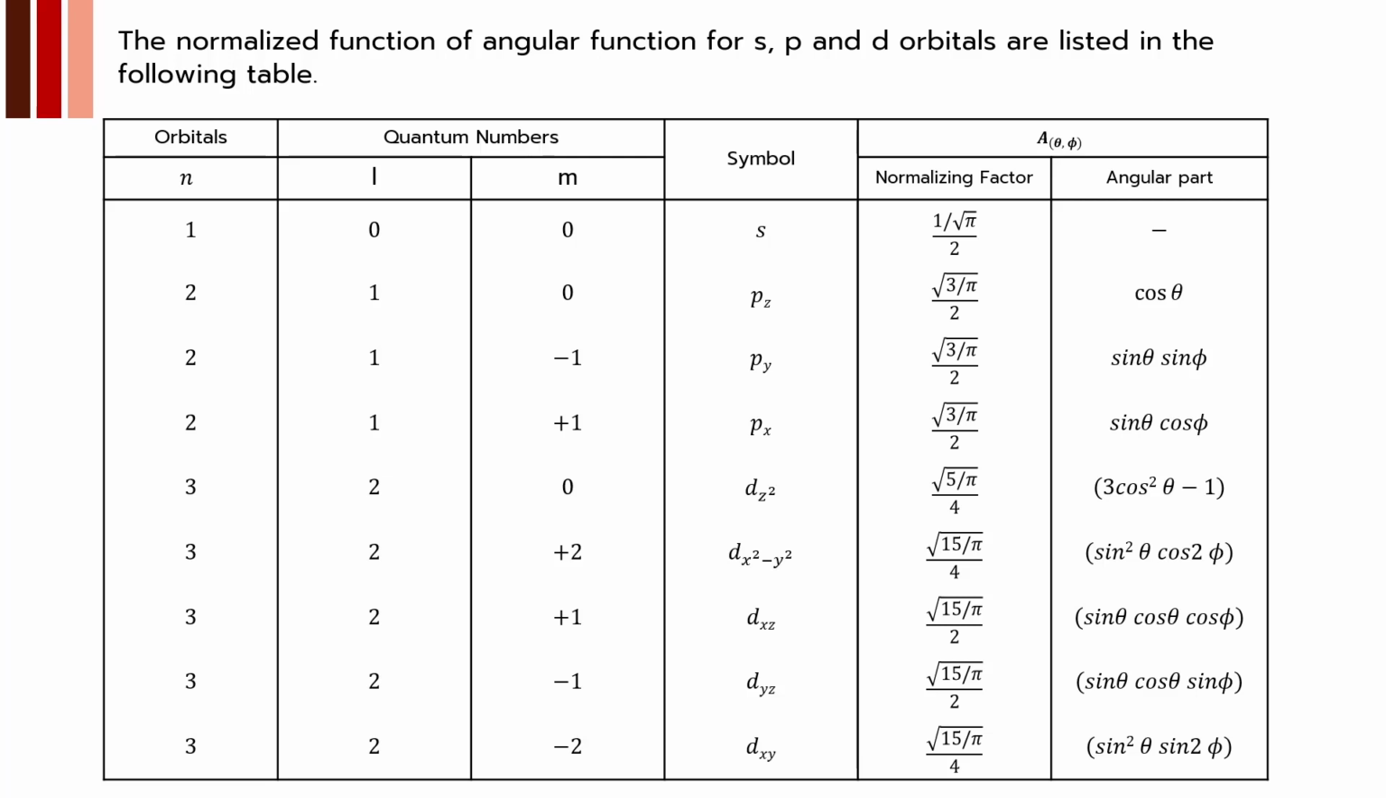Interestingly, for dz square, which is equivalent to 3 cos square theta minus 1, that we'll see later also, the normalizing factor is under root 5 by pi divided by 4. Similarly, the other orbitals like dx square minus y square have the same value, with the angular part sine square theta cos 2 phi. The rest of the elements, dxz, dyz and dxy, have certain values that have been displayed, like sine theta cos theta cos phi, sine theta cos theta sine phi, and sine square theta sine 2 phi. They are not really very important, but sometimes they make a very prominent influence on the calculations.